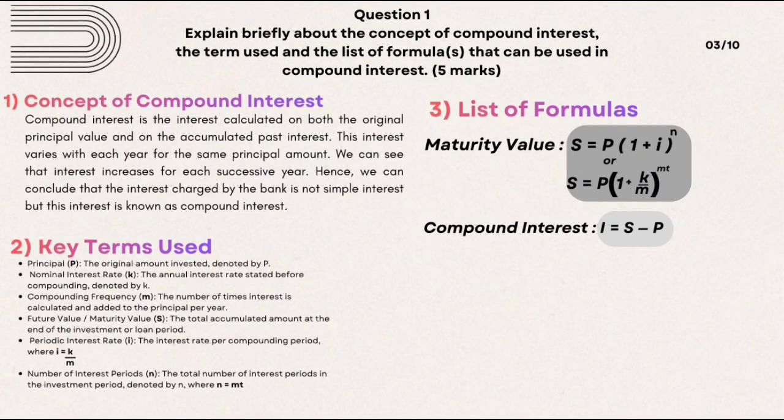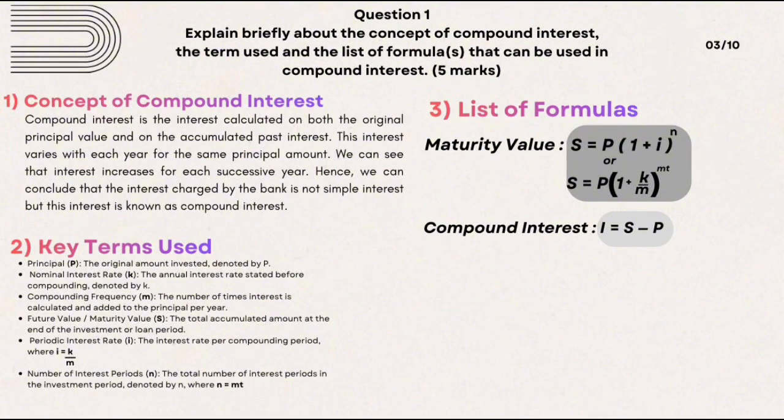The final accumulated amount at the end of the investment or loan period is known as the future value or maturity value, denoted by S. To perform calculation, we determine the periodic interest rate, denoted by letter I, which is calculated as I equals K over M. Lastly, the number of interest periods, denoted by letter N, represents the total compounding periods throughout the entire investment duration, where N equals MT.